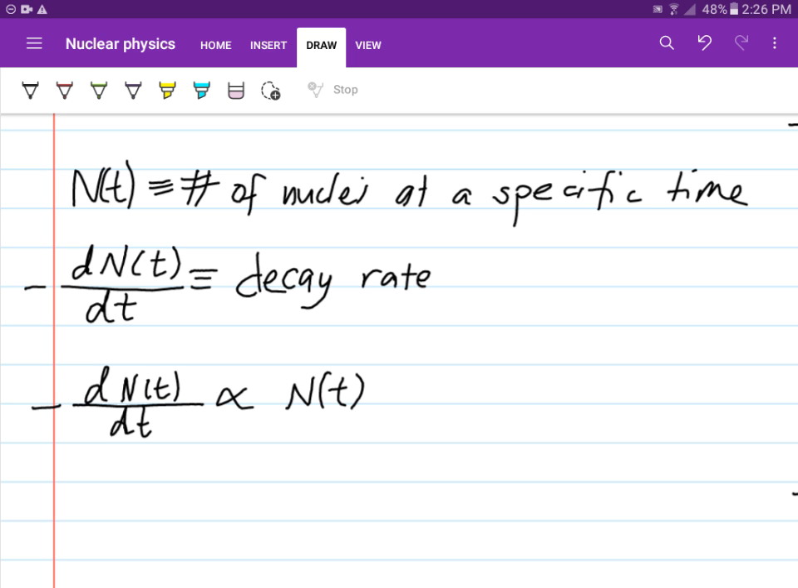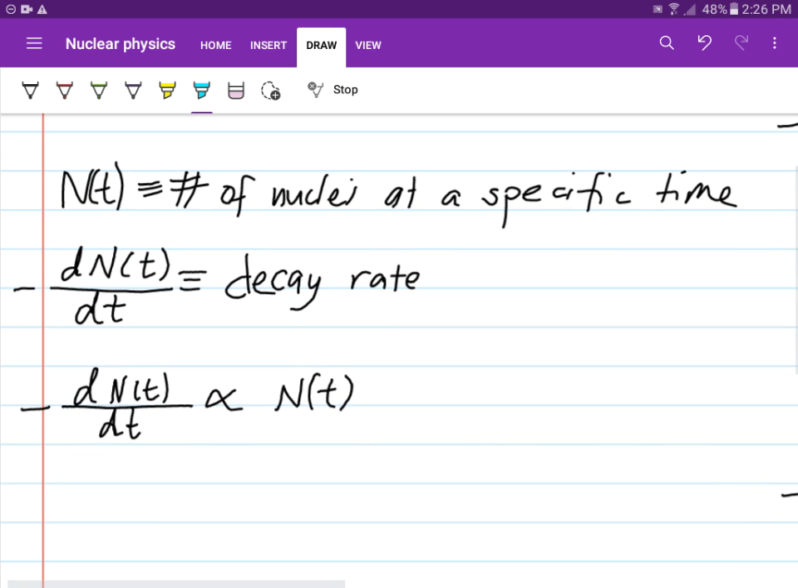So as a model for nuclear decay, we assign N of t to be the number of nuclei at a specific time. So we know that as N of t, or the number of nuclei, decreases, the nucleus becomes more stable, as shown from the Segre chart.